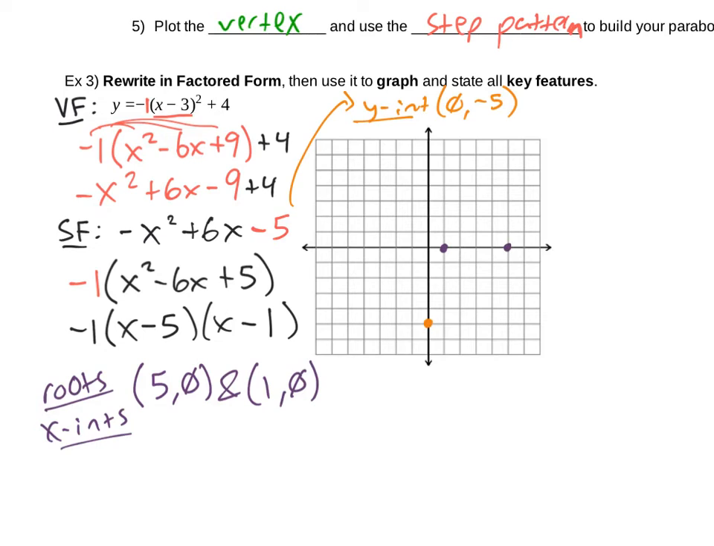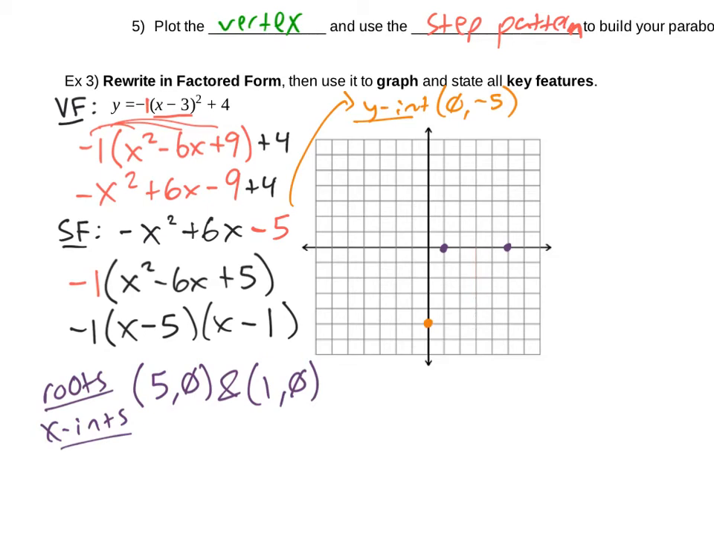So maybe you can't see it in the numbers. Maybe you cannot see what the middle number is between these two yet. But once you plot them, I think it's pretty easy to find the middle. What is it? It's going to be 3. Right in the middle is 3.